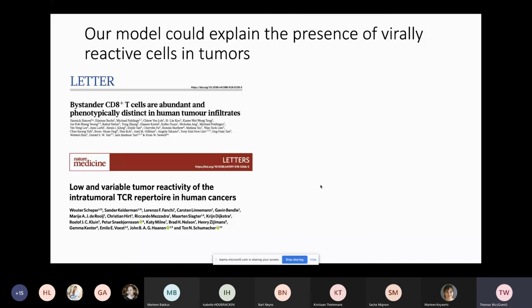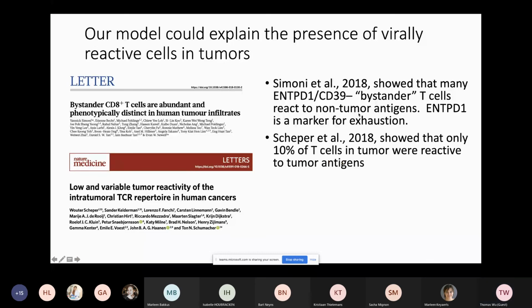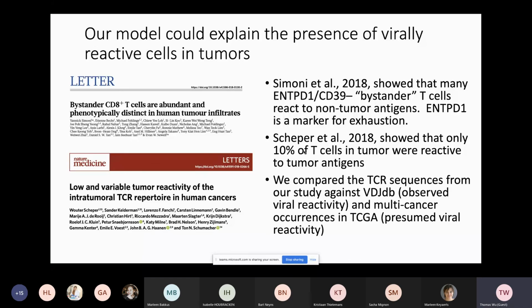And one finding is, why is it that most of the T cells in the tumor are actually not reactive against tumor? They seem to be reactive against virus. And Simone showed this, that these bystander T cells were reacting to non-tumor antigens. And another paper showed that only 10% of the T cells in the tissue were actually reactive to the tumor. And our model basically explains this because the influx of cells from the periphery is independent of whether they're reactive to tumor or reactive to virus. It's just simply an influx from the periphery.